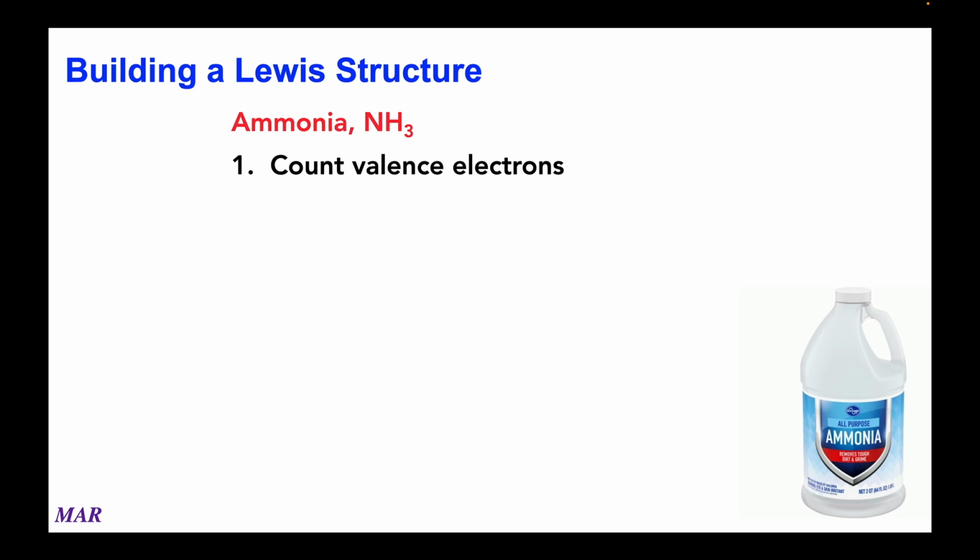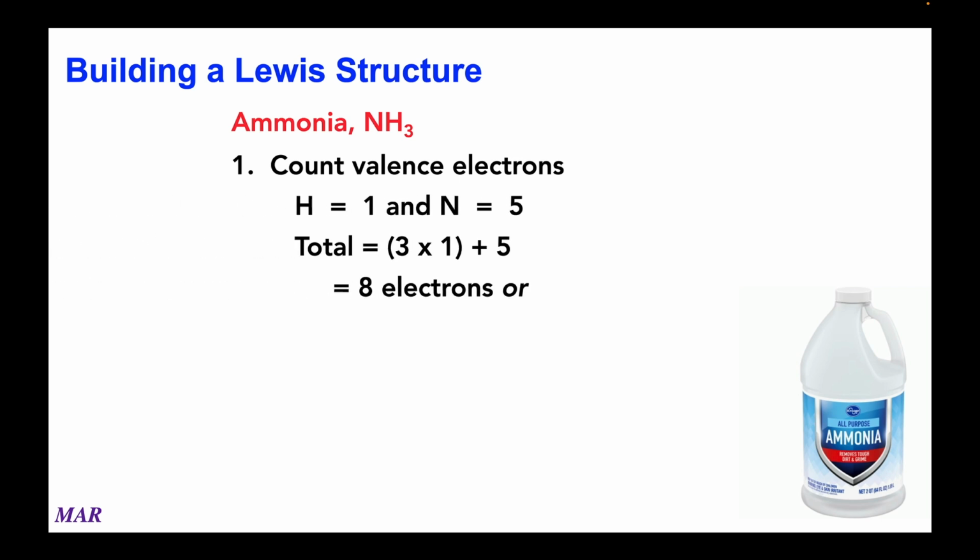So on the periodic table, which I would encourage you to have in front of you as we go through this discussion, nitrogen is group 5, so it has 5 valence electrons. Hydrogen is group 1. So when you're counting the electrons, there are 3 hydrogens, and each of them have 1 valence, and there's 1 nitrogen with 5. So ammonia has a total of 8 valence electrons. And if you divide that number by 2, it tells you that there's a total of 4 pairs of electrons. So we have 4 pairs of valence electrons to place around the NH3.